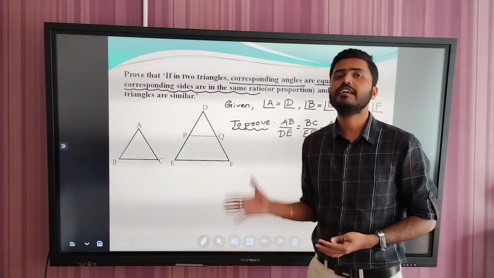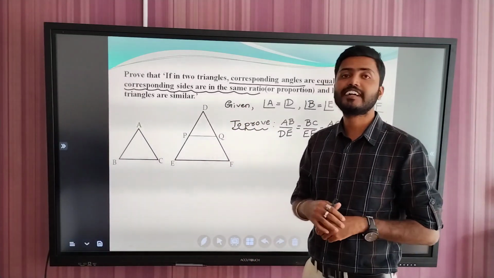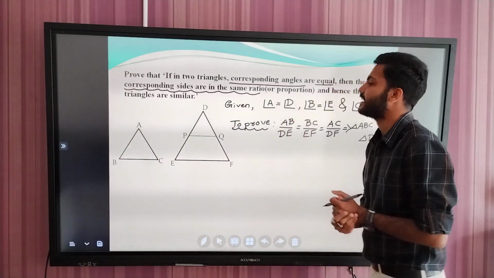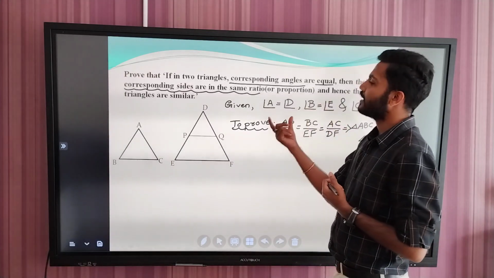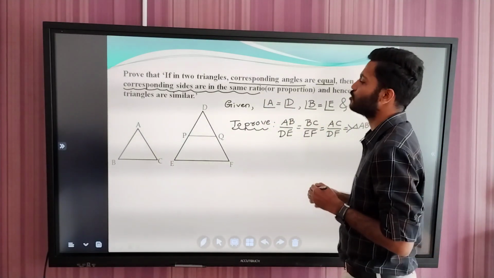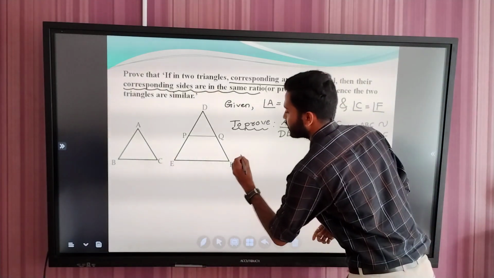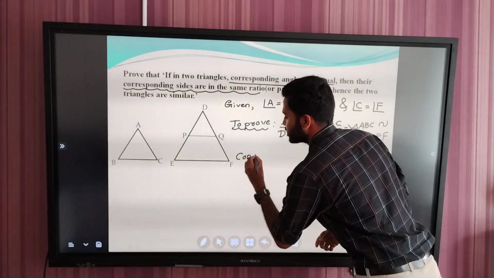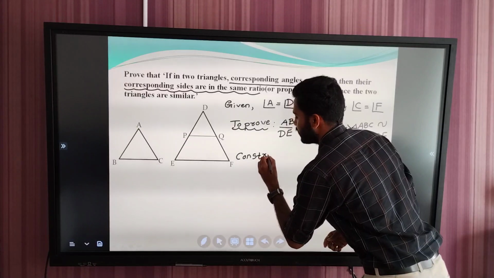So very important, this can be asked for 5 marks in the exam, so please write it along with me. Okay, so we have written what was given to us and what we have to prove. So now let us do a small construction. Okay, so what is the construction? I'll tell you now.